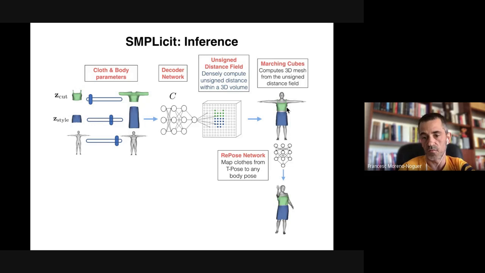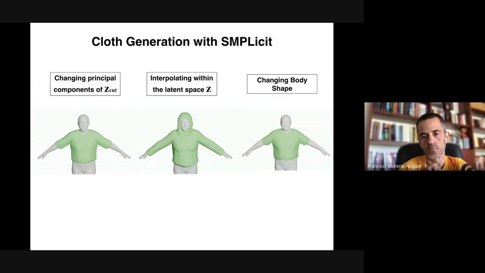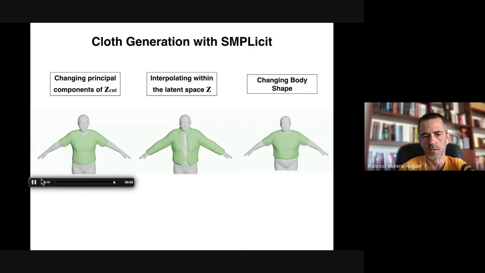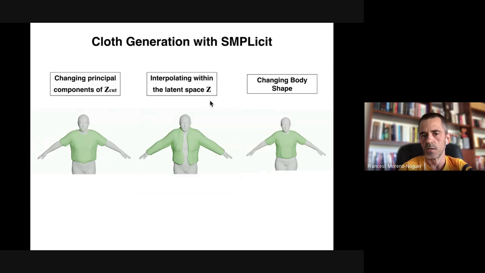The first problem, first an example of what we obtained with this generative model. Imagine by changing this vector, I think it was an eight-dimensional vector, by moving across this vector, we could change what is called the cut, right? You see how this changes the length, the width. Here, changing this other latent vector, we could change the different styles, and also we could change the body shape.